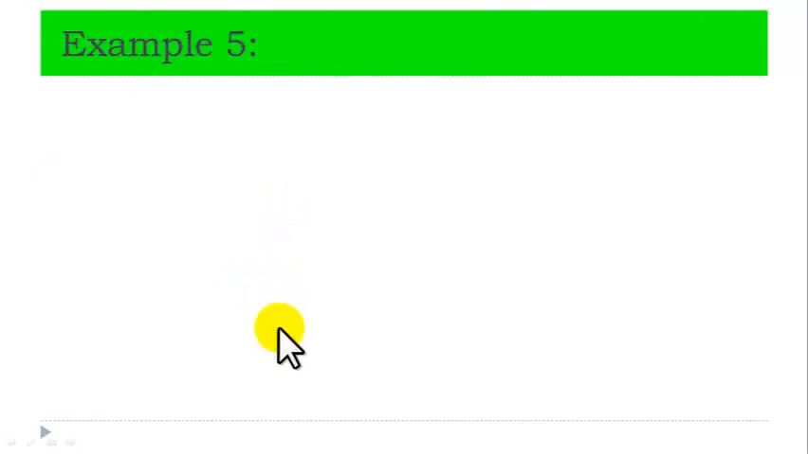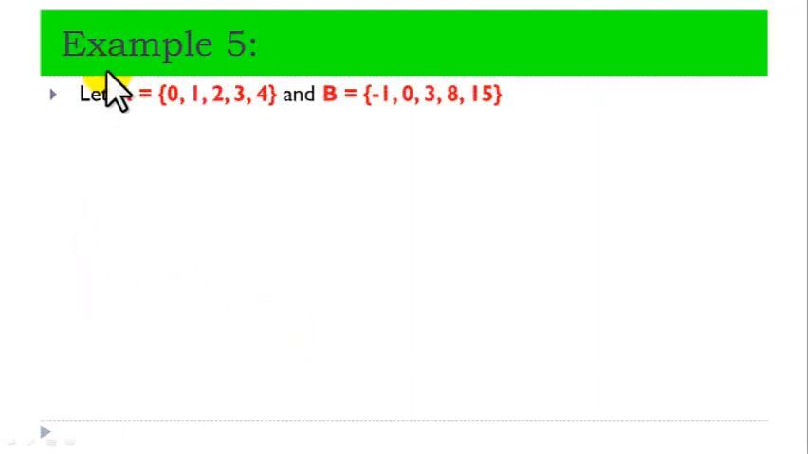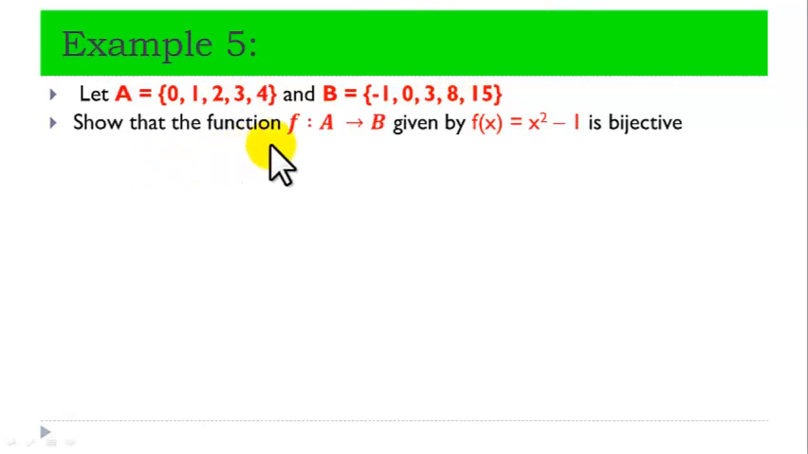Example 5. Let A be the set of elements 0, 1, 2, 3, 4 and B the set of elements -1, 0, 3, 8 and 15. Show that the function f from A to B given by f of x equals x squared minus 1 is a bijective function.